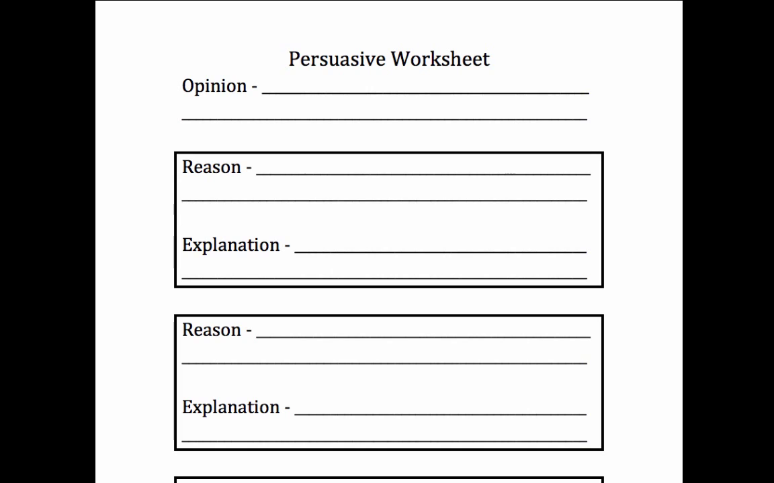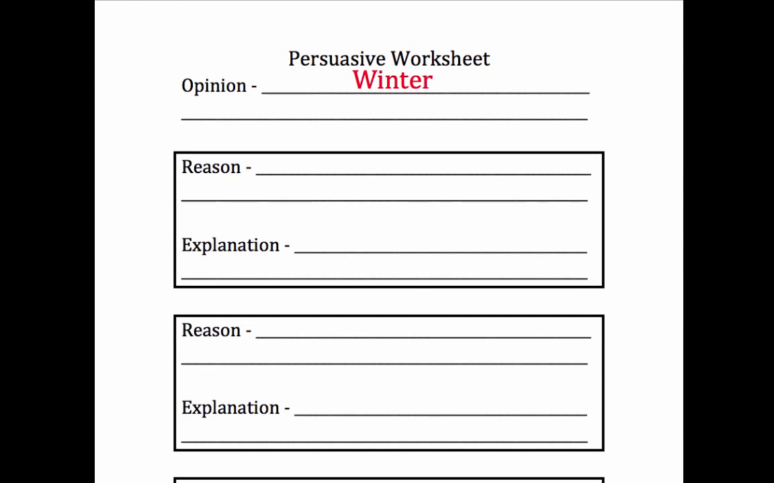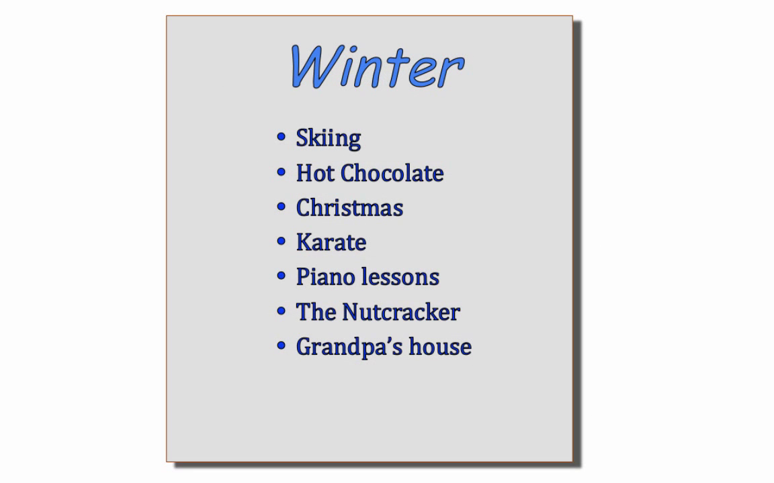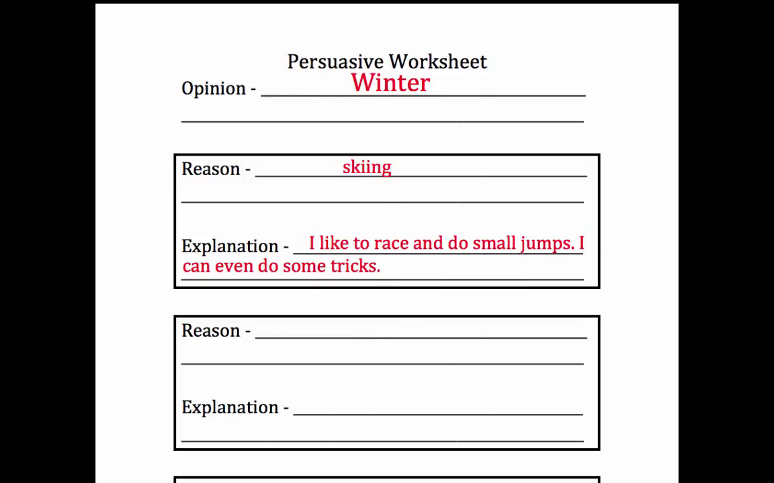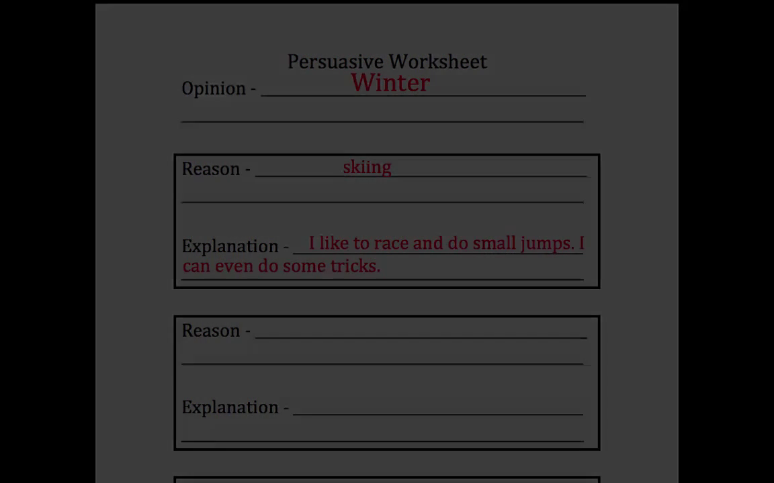Take a copy of your Persuasive worksheet. In the opinion section, write the season you've chosen. Which reason can you explain most clearly? Write this reason on the reason line. Now take time to write a sentence about the reason using different words to explain it.